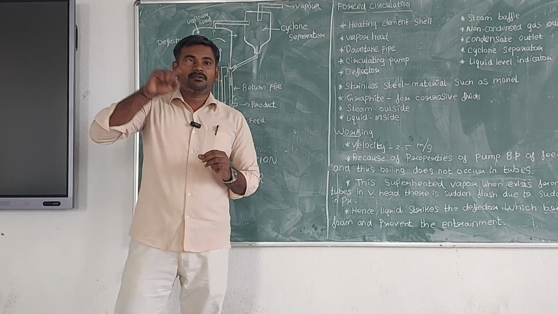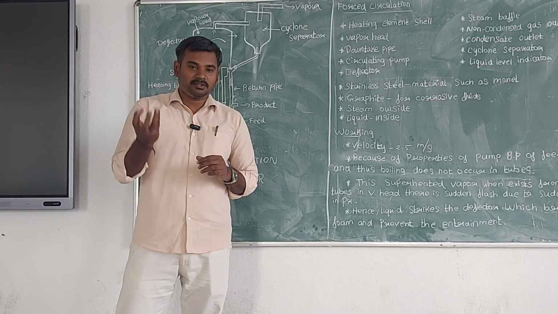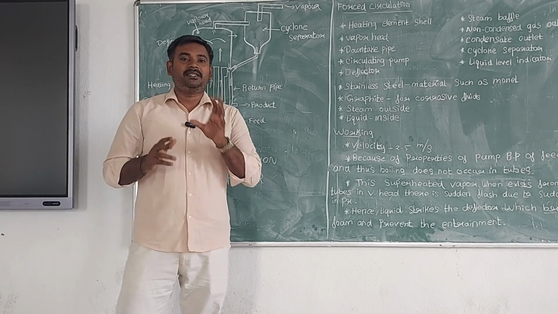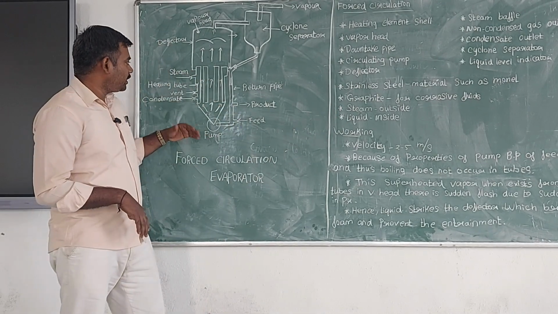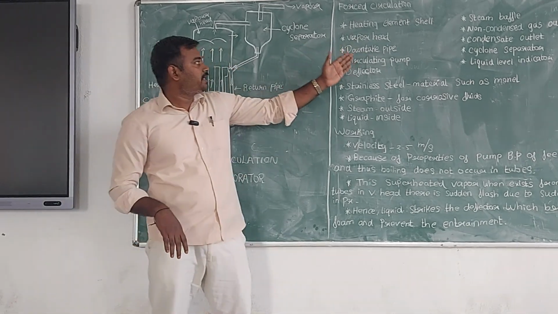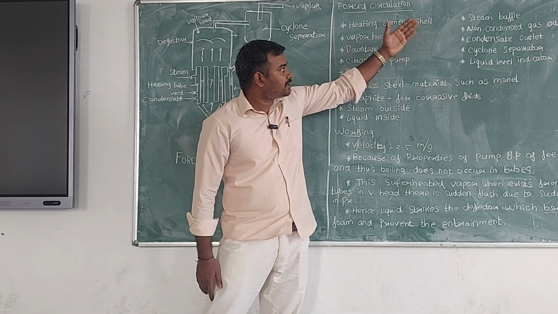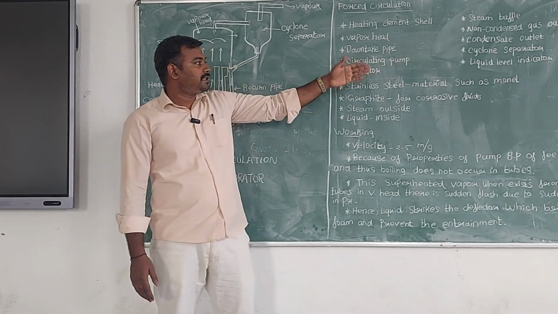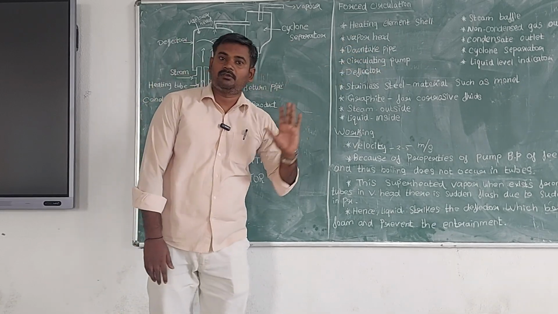So what is the meaning of circulation? It means that if your outlet contains some amount of liquid which is not concentrated, that can be recycled again for increasing your concentration, but this will not happen in a natural circulation evaporator. Here the construction has a heating element shell, vapor head, downtake pipe, circulating pump, deflector, steam baffle, non-condensed gas outlet, condensate outlet, cyclone separator, and liquid level indicator. These are the components present in a forced circulation evaporator.